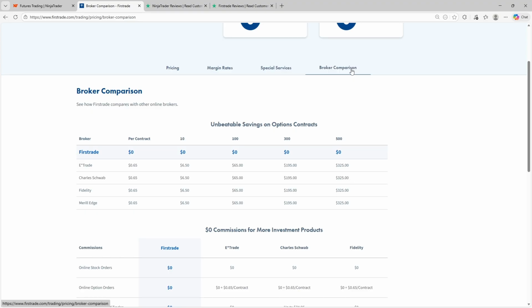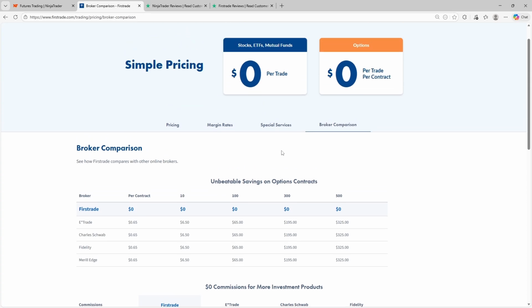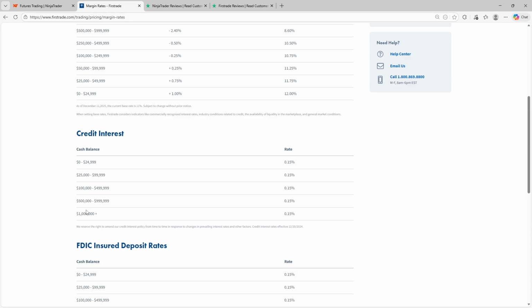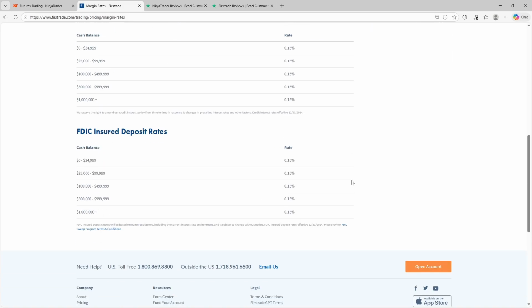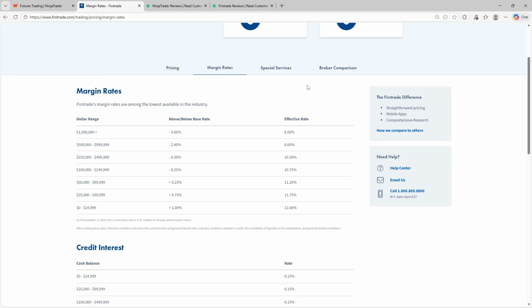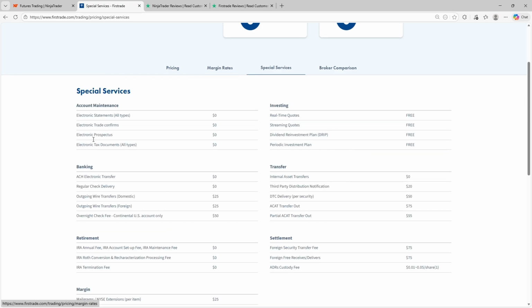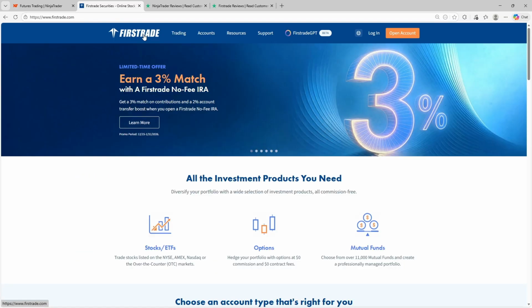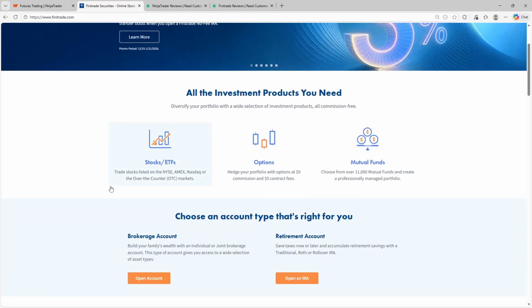Margin trading is available with tiered margin rates that decrease as account balances increase, although margin costs remain higher than what professional futures traders would typically expect. Certain service fees exist, such as outgoing wire transfers, ACAT transfers out, and foreign security handling, but these are transactional rather than recurring. From a feature perspective, Firstrade is designed for long-term investors and cost-conscious traders rather than active professionals.